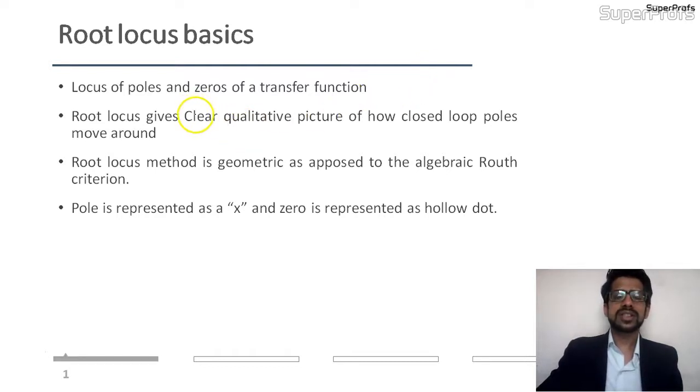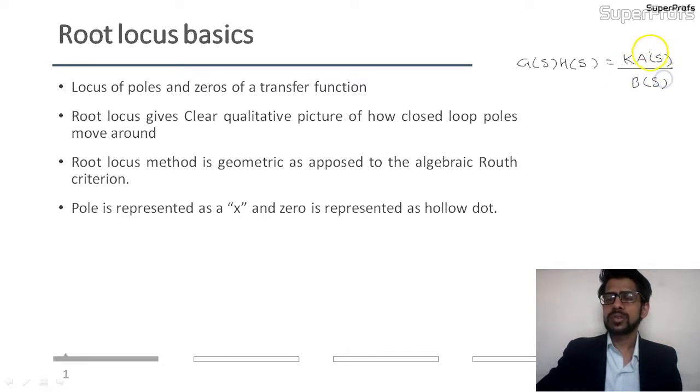So, root locus is nothing but a locus of poles and zeros of a transfer function. We saw that for a transfer function g of s h of s, if you have k a of s upon b of s, the roots of a of s are the zeros and the roots of b of s are the poles of the transfer function. This is how we are going to plot the zeros and poles for different values of k, and form a locus.